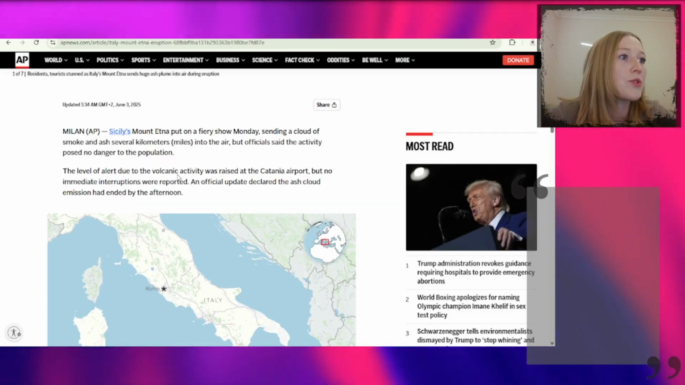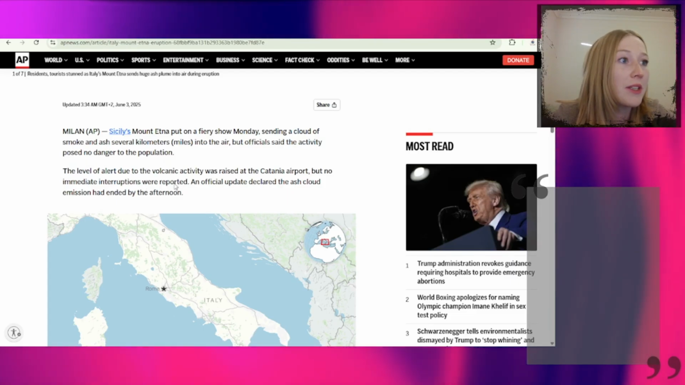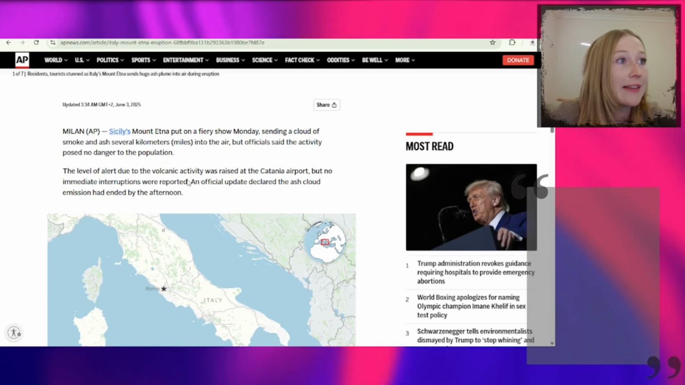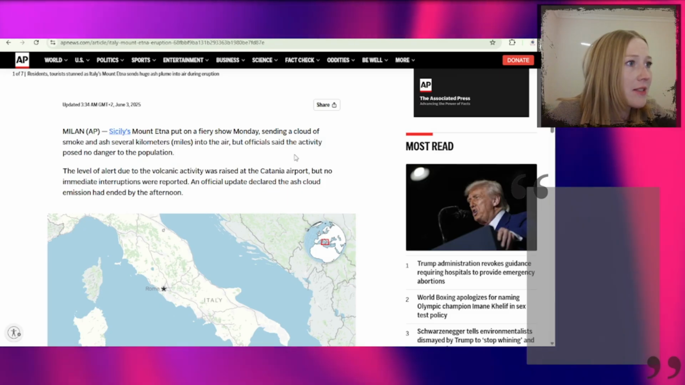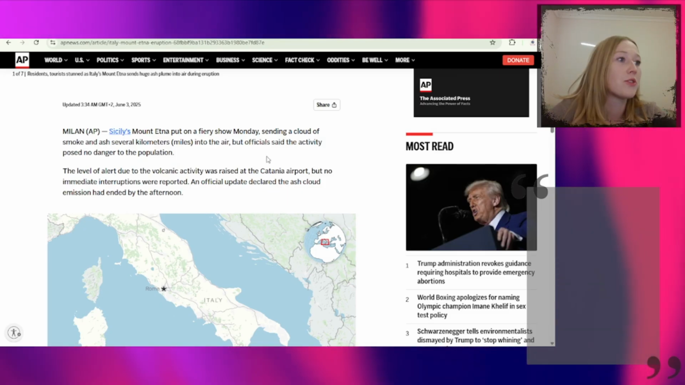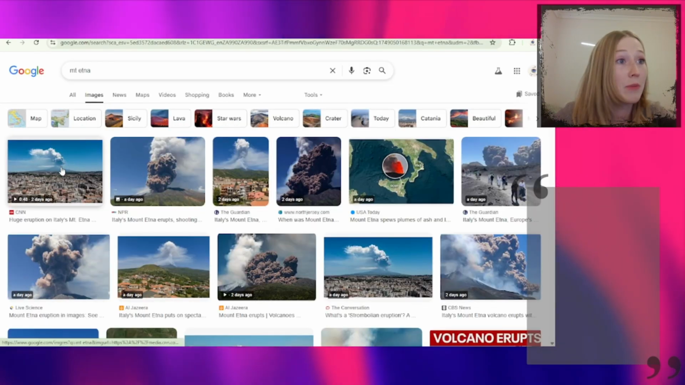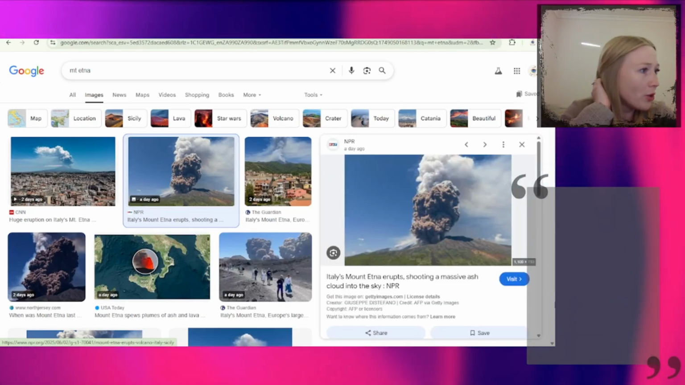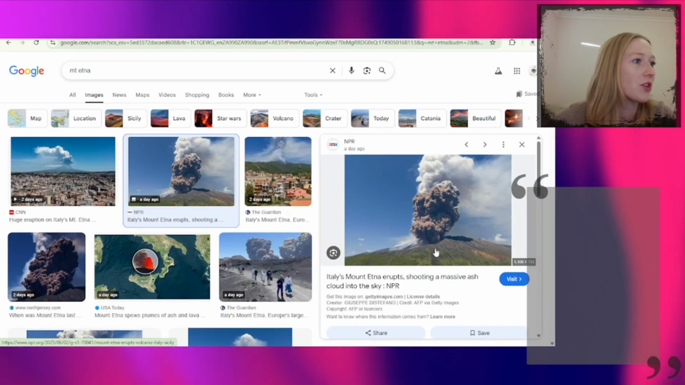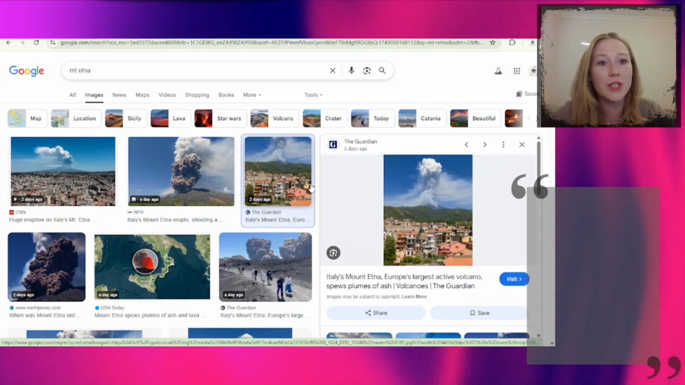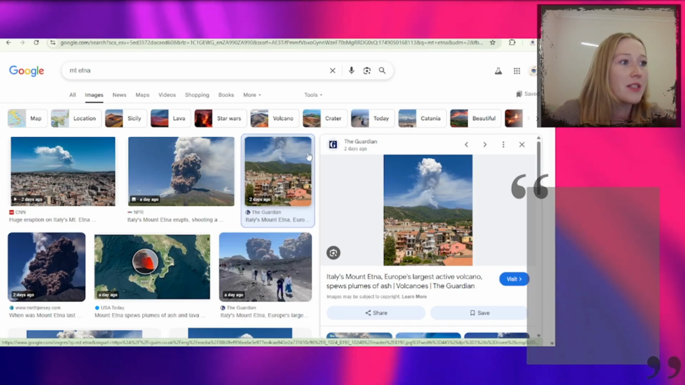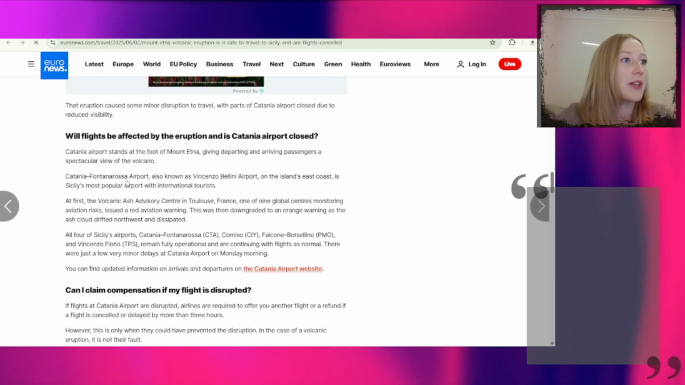The level of alert was raised at the airport, but no immediate interruptions were reported. Okay, so it looks like the ash cloud had cleared by that afternoon, and it doesn't seem like there was actual interruptions to air travel, although that must have been an incredible thing to see. Look at all of that ash, this massive plume of ash and dust and everything just going into the sky. And then obviously how the wind blows and whatever the weather is doing at that time will influence how this is then spread out. Flights be affected by the eruption, and is the airport closed?